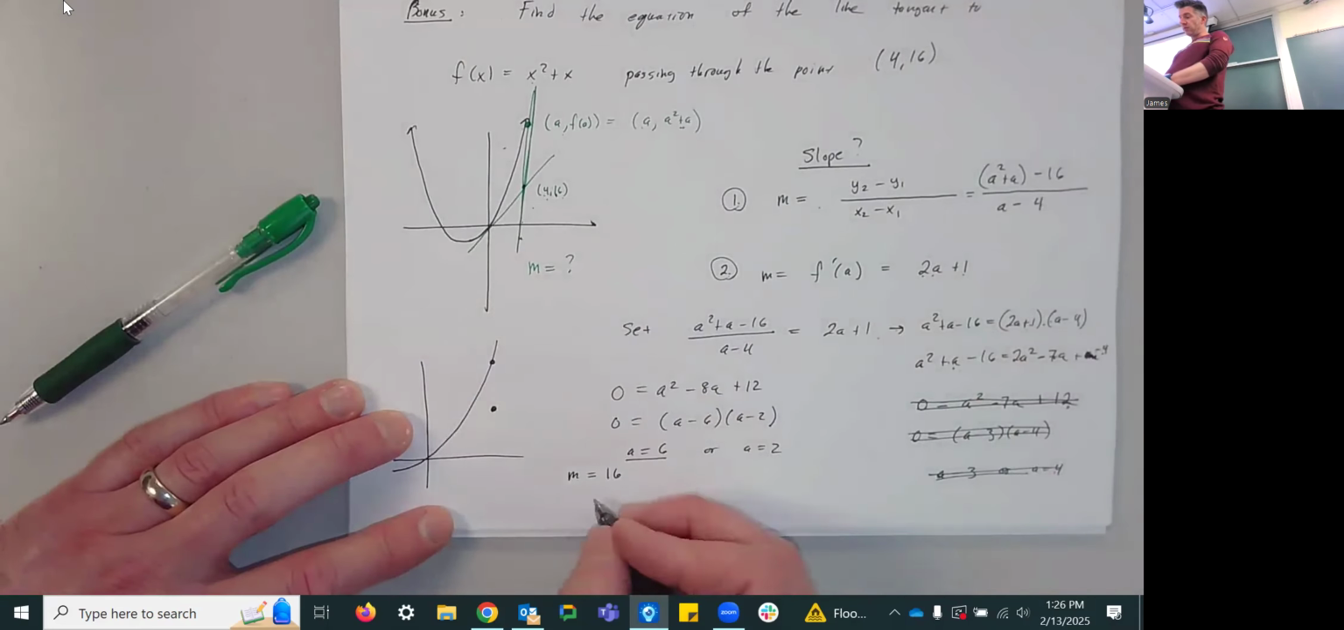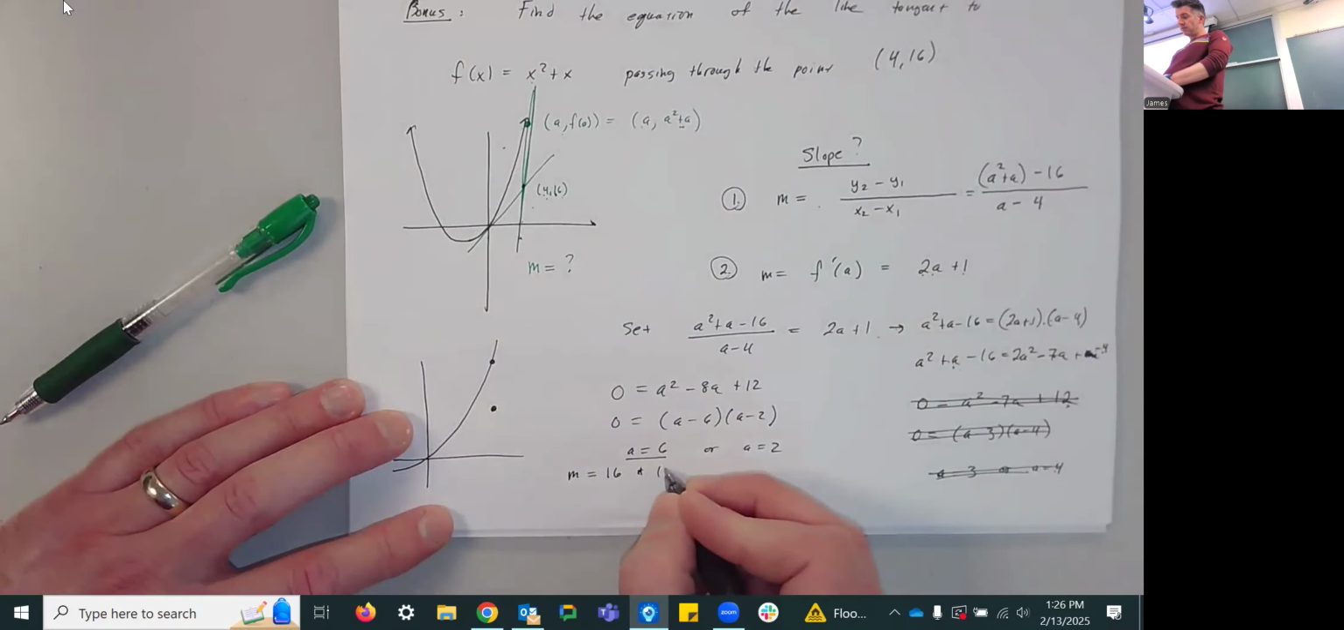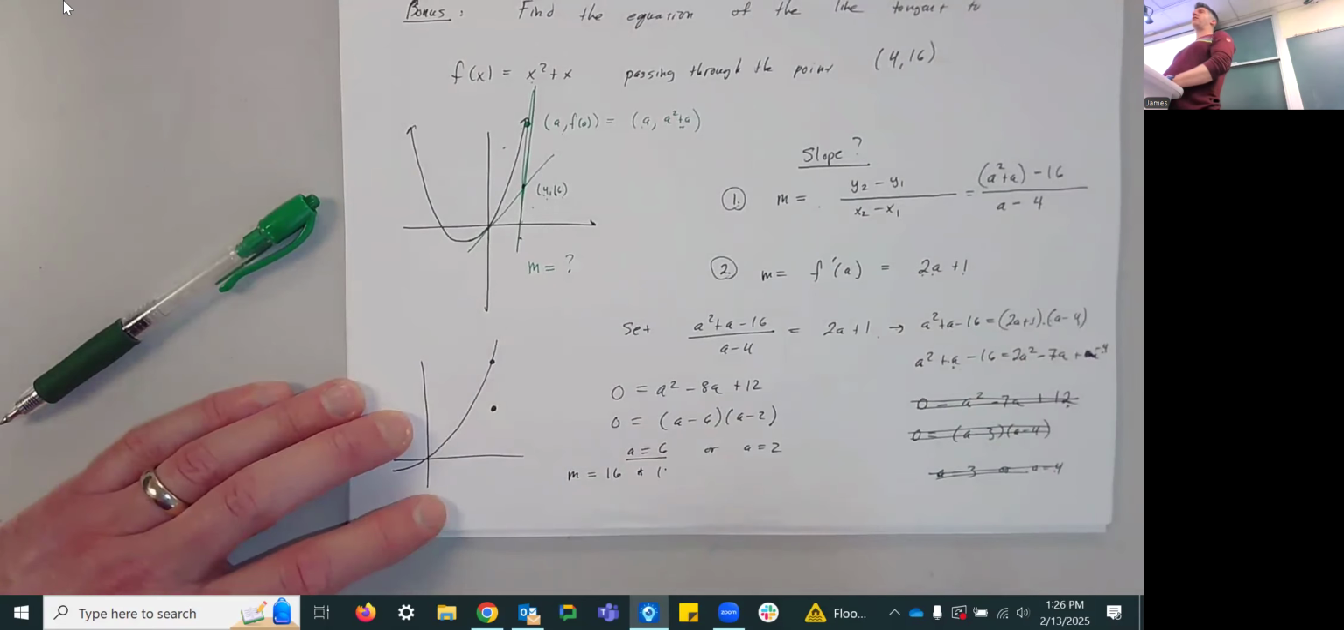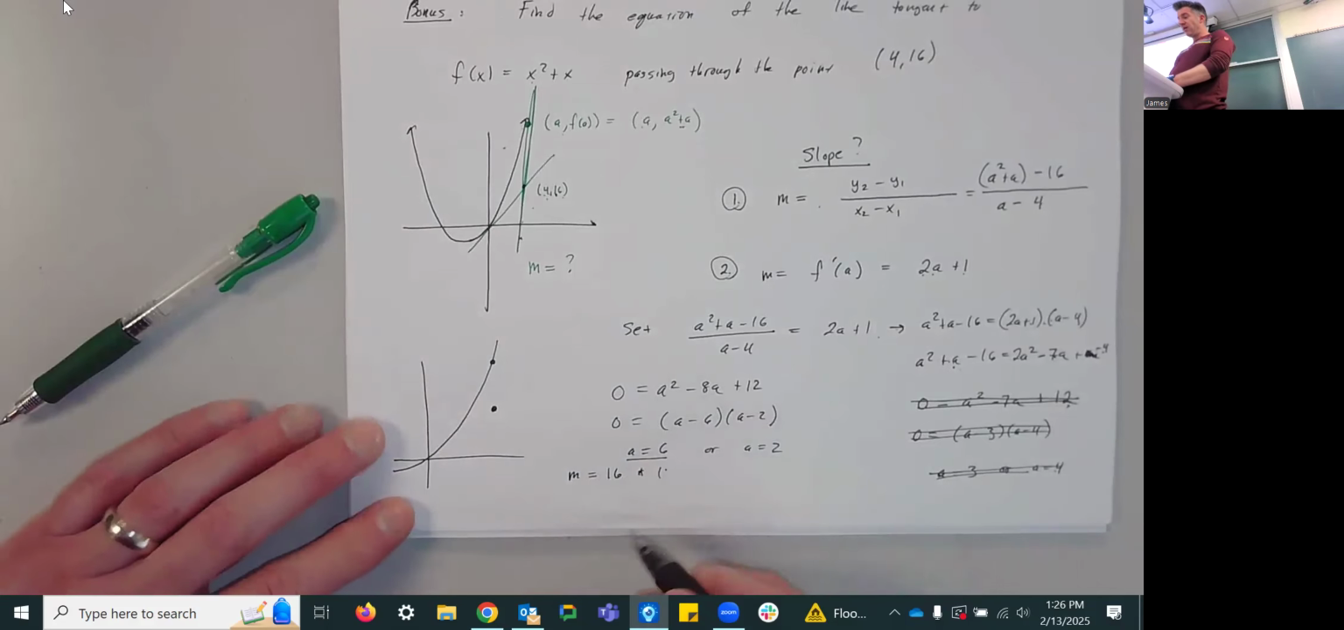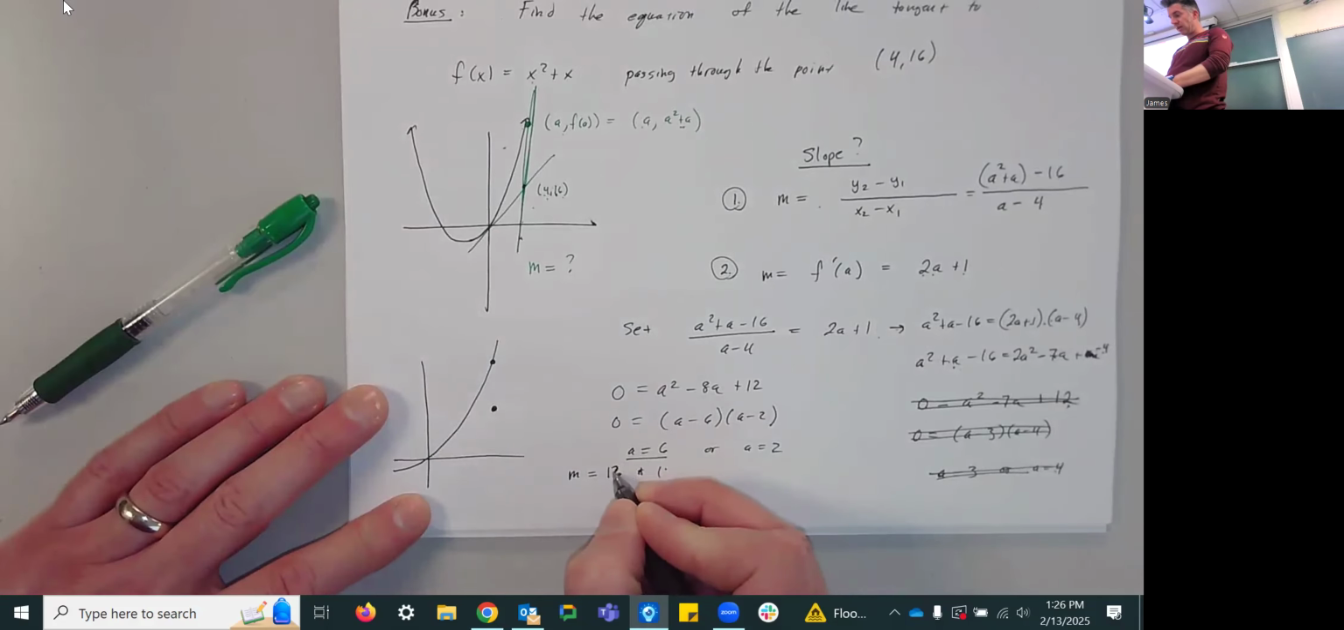So it's going to be, wow, I'm really impressed with how many mistakes I just made casually. I said 2 times 6 plus 1. And what did I write? 16. 2 times 6 is 12. 12 plus 1 is 13. I think I got ahead of myself and was seeing the 16 over here. My slope should be 13, not 16.